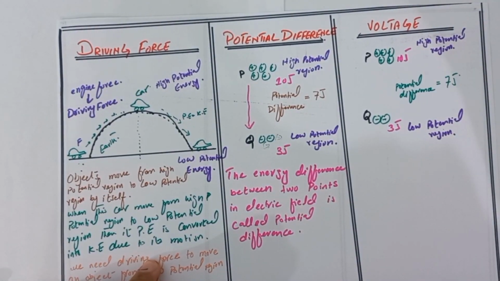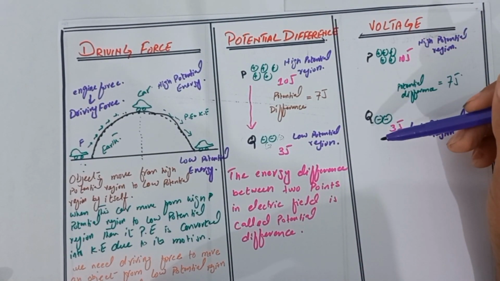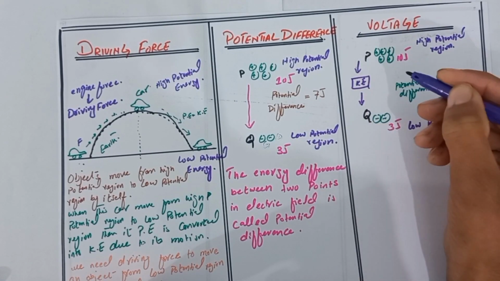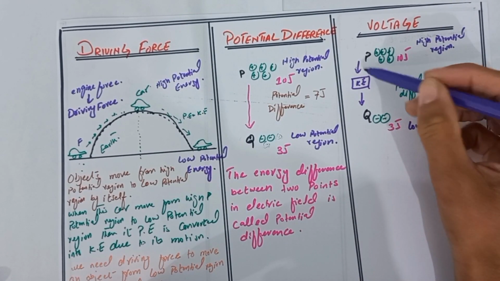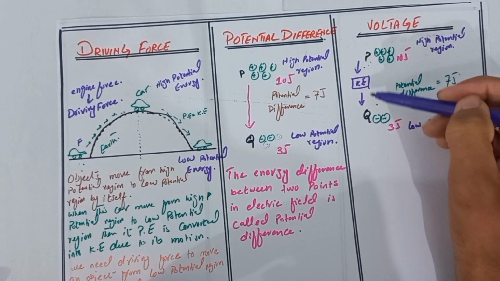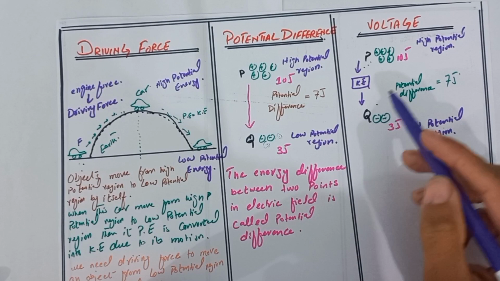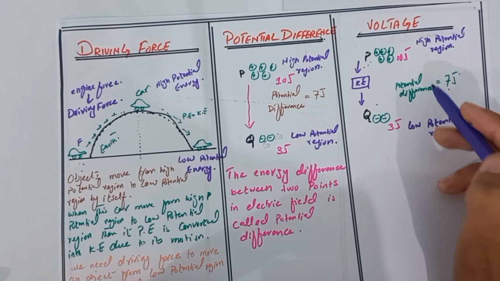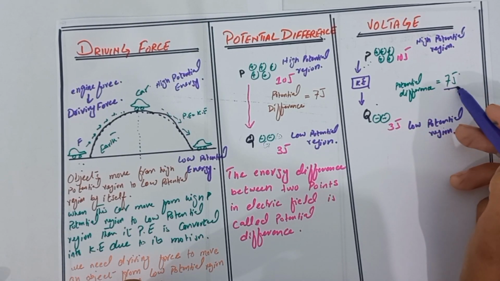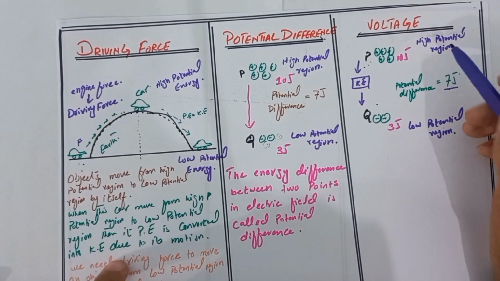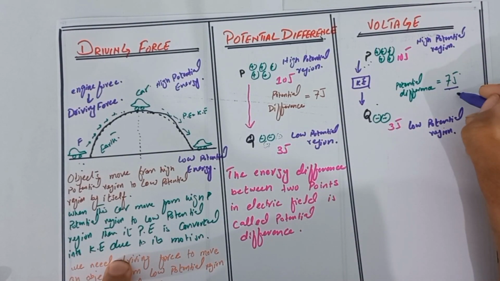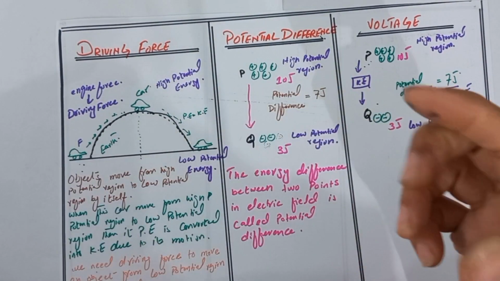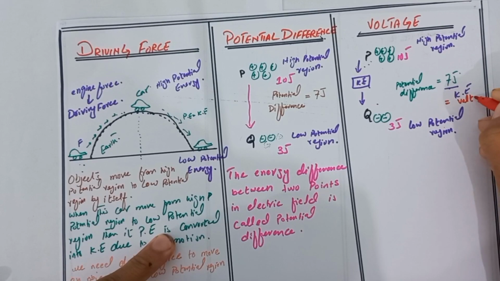When charges fall from a high potential region to a low potential region, they also possess kinetic energy. So the question arises, how much kinetic energy is possessed by these charges when they flow from a high potential region to a low potential region? Well, we know that these charges possess 7 joule of kinetic energy when they move from a high potential region to a low potential region. So we call this 7 joule of kinetic energy voltage.